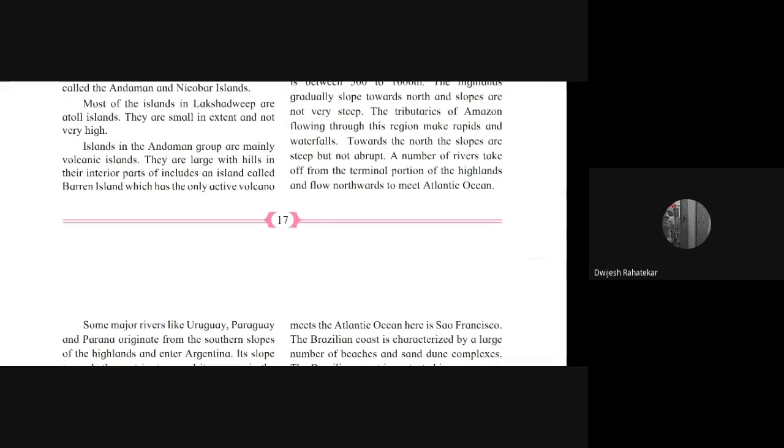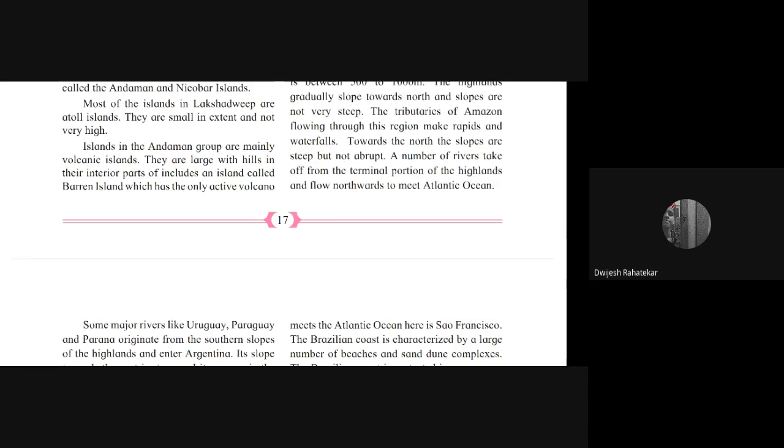So islands in the Andaman group are mainly volcanic islands. Okay, what do you mean by volcanic islands? Basically, a volcano erupted over there. That lava which came out of the volcano gets solidified in the sea, and because of that, these islands are formed. That is Andaman and Nicobar Islands. So these are called the volcanic islands.